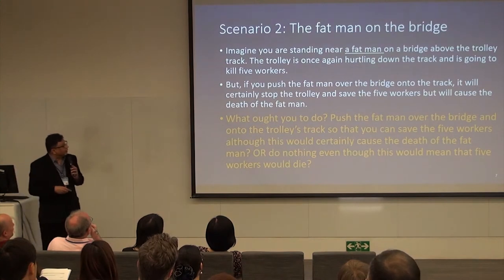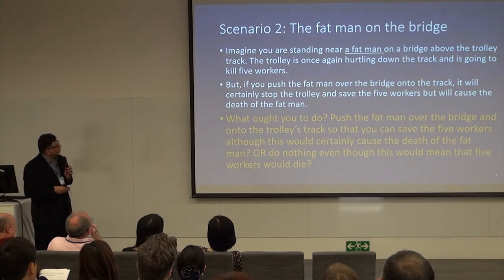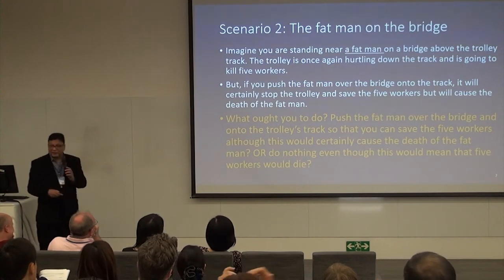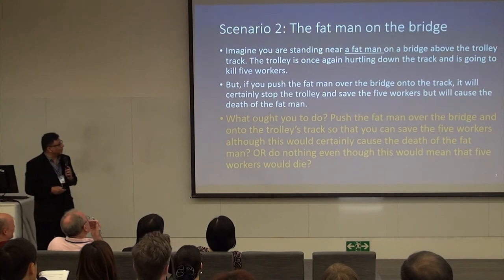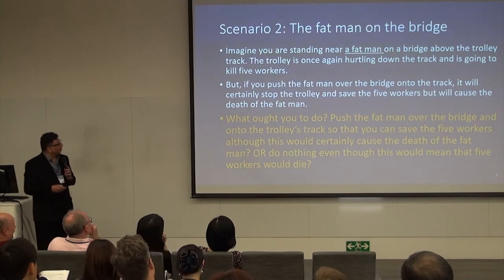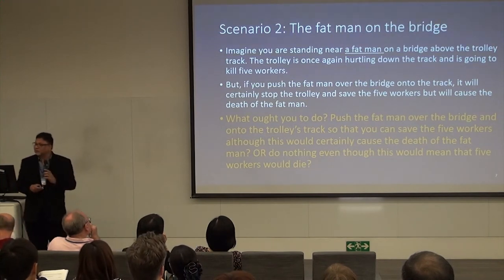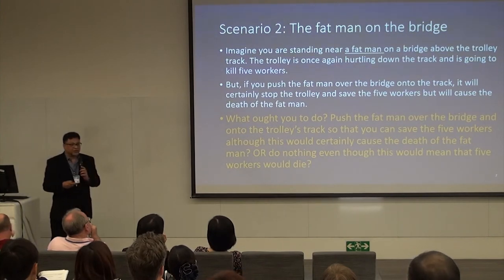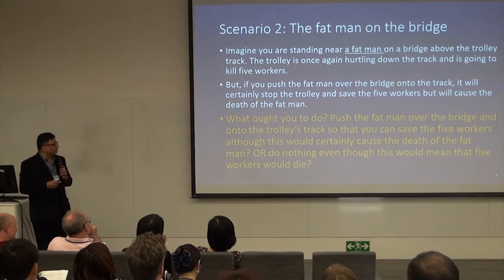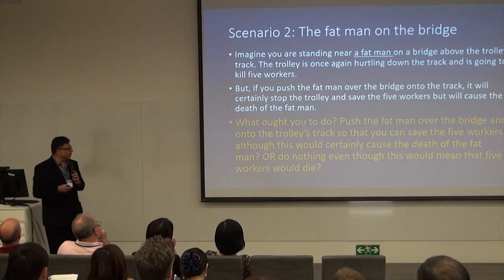Imagine you're standing near a fat man on a bridge above the trolley track. The trolley is once again hurtling down the track and is going to kill five workers. But if you push the fat man over the bridge onto the track, it'll certainly stop the trolley and save the five workers, but will cause the death of the fat man. What ought you to do? Okay. Would you push the fat man over the bridge and onto the trolley's track so that you can save the five workers, although this would cause the death of the fat man? Or do nothing, even though this would mean that five workers would die?